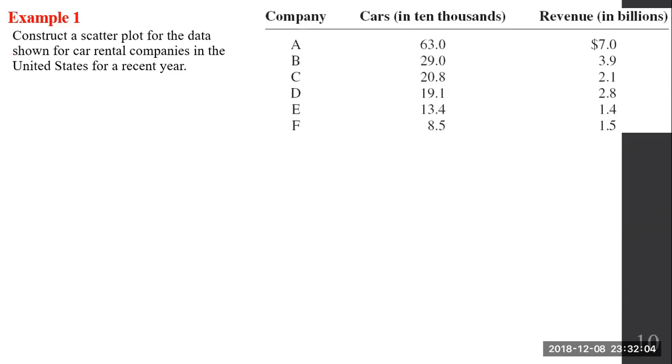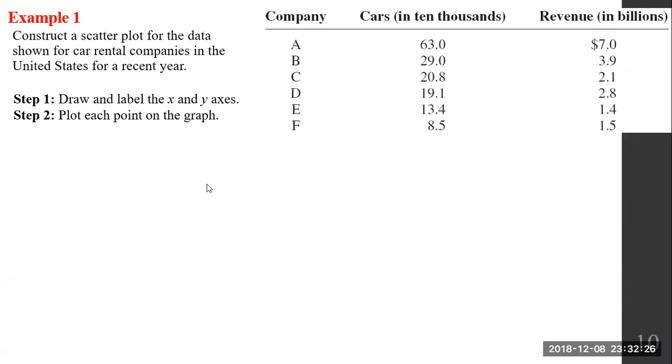Construct a scatter plot for the data shown for the car rental companies in the United States for recent years. So in this chart here, the first column has different companies A through F, the second column corresponds to their cars in 10,000s, and the last column would be the revenues in billions.